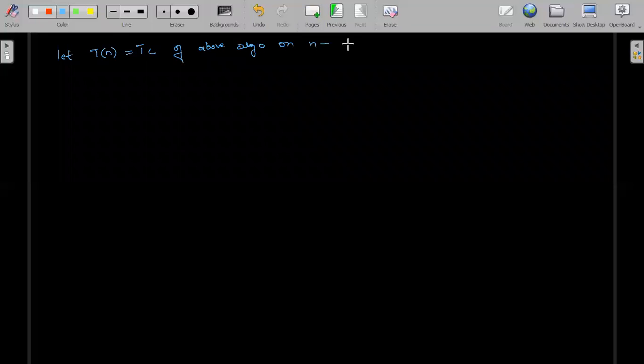Now see here. Take this, everybody. Let T(n) is equal to the time complexity of that algo. Okay, so we'll say the above algo, because it's on the back side. I will say above algo on n elements array.